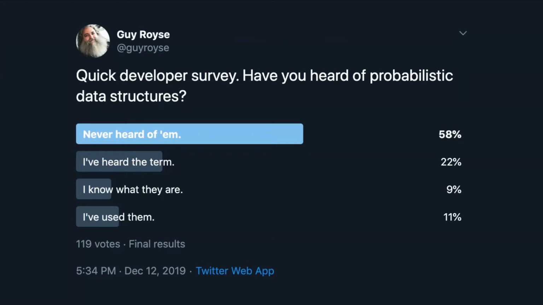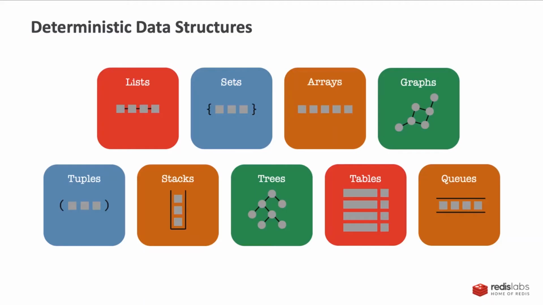I go out and I get something I get interested in. I learn about it in detail, and then I share what I learned. But I still haven't told you what a probabilistic data structure is. In order to do that, we need to look at their opposite, the Scully to their Mulder. And the opposite of a probabilistic data structure is a deterministic data structure.